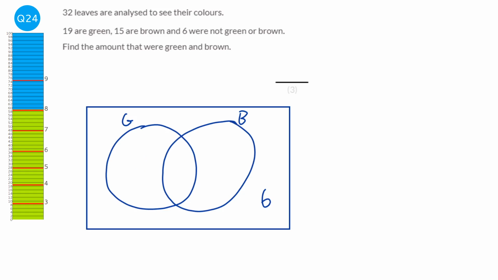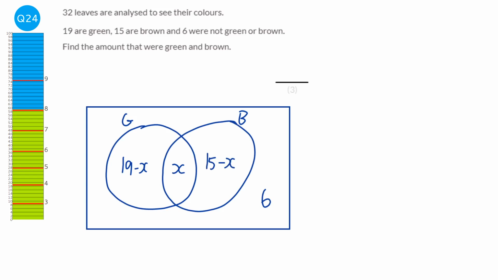So what we can do is we can label the center X, and we can say that there are 19 take away X just green, because they could have been both green and brown. And for the brown we can do the same, so it'd be 15 minus X.